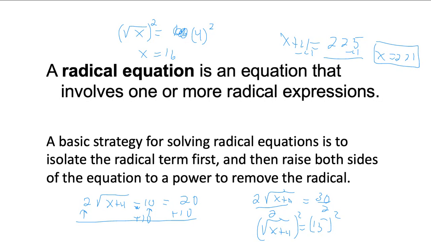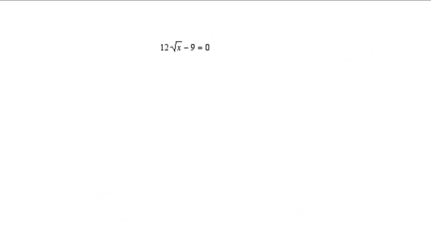And then we're also going to be solving, oh, here's an example. In this problem, if I was going to solve this problem, the first thing I'm going to do is add 9 to both sides. So I'm left with 12 times the square root of x equals 9. Then I divide through by 12. So I end up with the square root of x equals 9/12.